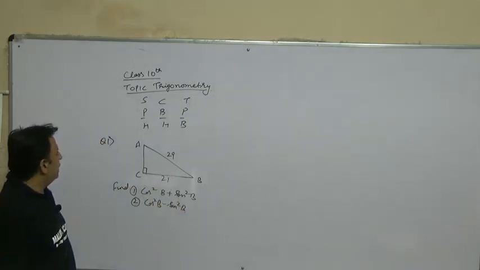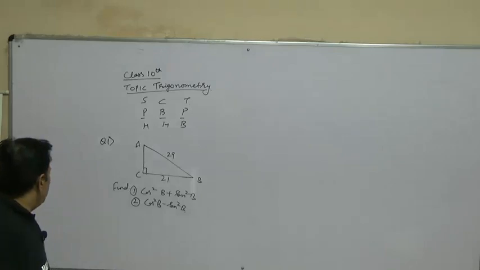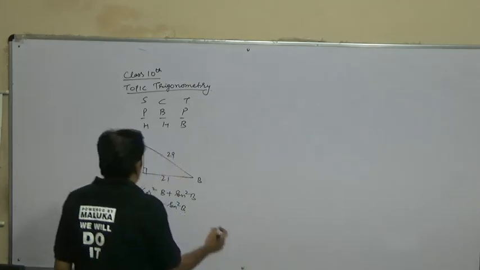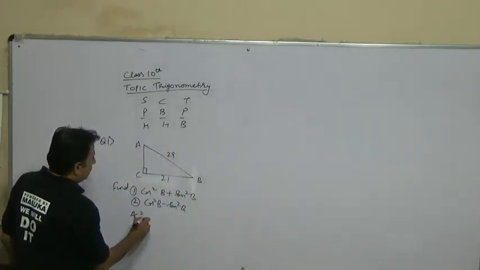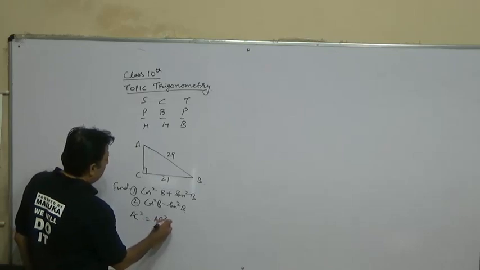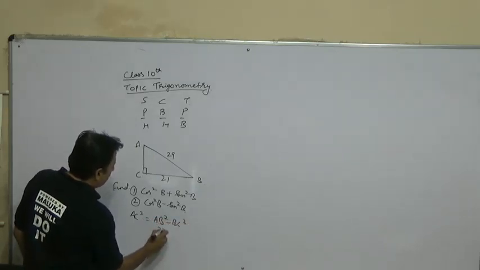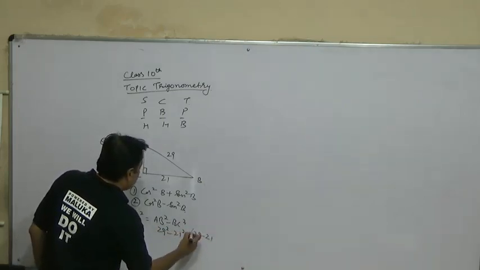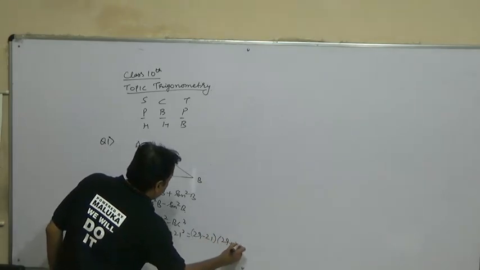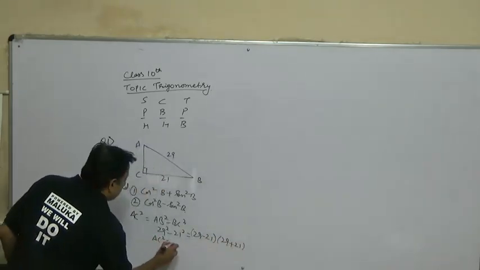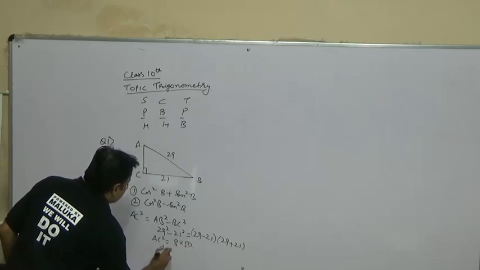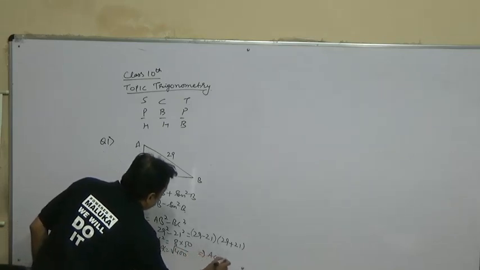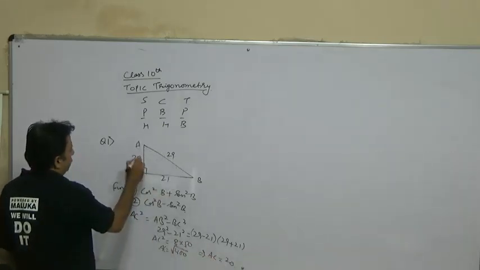So for this we need to find first the third side AC. AC can be found using the Pythagoras theorem. This is very much easy. So AC square will be equal to AB square minus BC square. So this is 29 square minus 21 square, 29 minus 21, 29 plus 21. AC square is equal to 8 into 50, which is 400, so AC is equal to 20. So this is your 20.